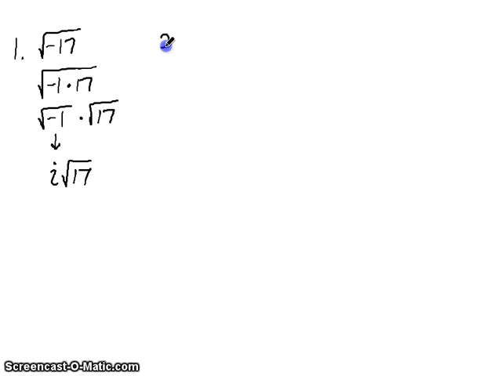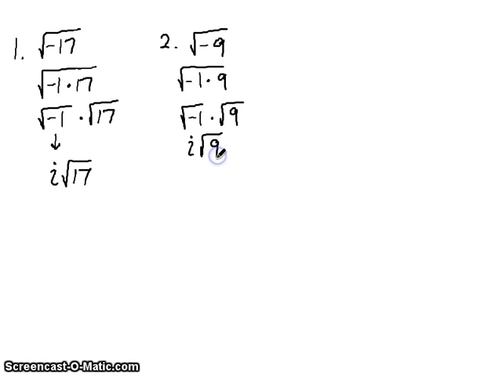We could also look at something like the square root of negative 9. Again, we want to think of this as negative 1 times 9, which would be the square root of negative 1 times the square root of 9, which would be i times the square root of 9. But now we're at a spot where we know what the square root of 9 is. We know the square root of 9 is 3, so we can call this 3 times i.